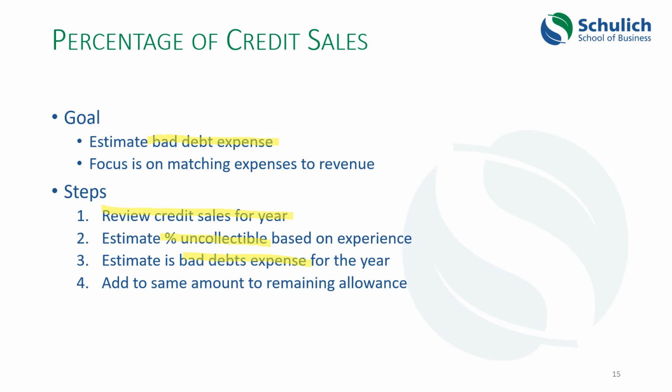So the allowance for doubtful accounts and the bad debts expense are the two accounts that are involved. But in this case, our focus is to estimate not the amount that we have to add to the allowance for doubtful accounts, but the amount that we're going to record as a bad debts expense. And the other piece of that journal entry, the other side of that journal entry, is going to be the balancing part.